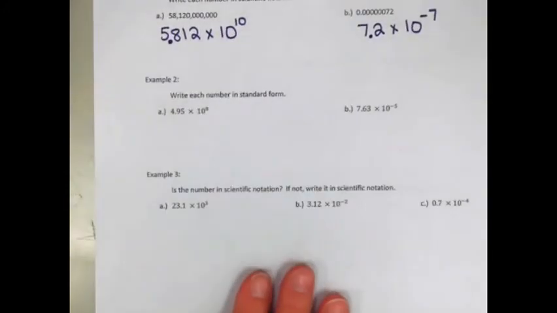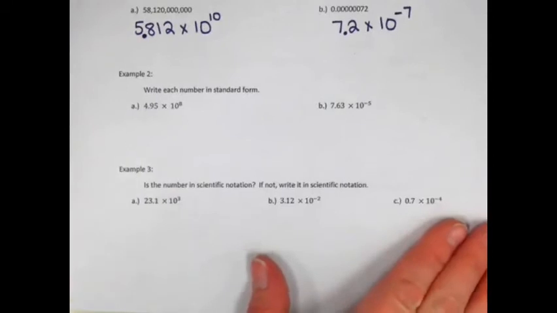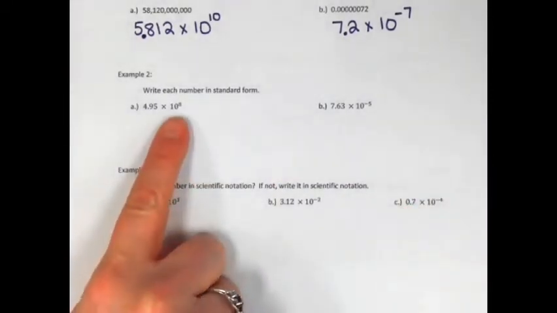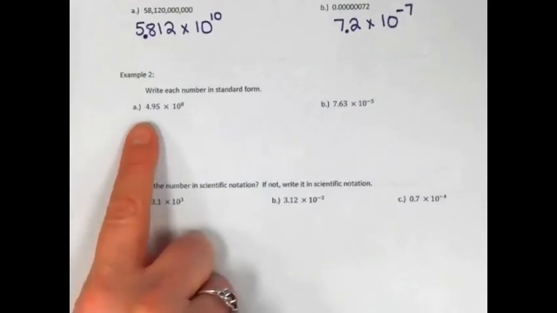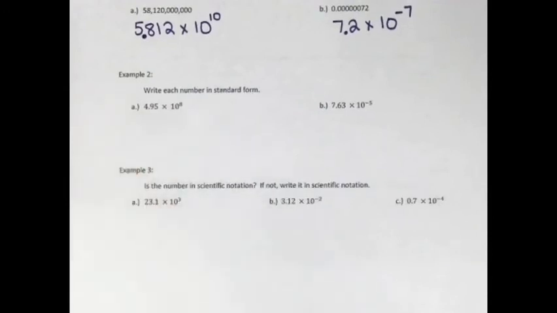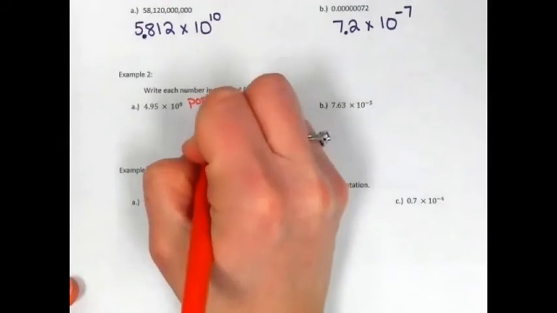Write each number in standard form. So now we're in scientific and we need to make it into a number, right? If we have a positive exponent, which direction am I going to move it? To the right. Why? Because we need a bigger number, right? So because this is positive, we're going to move it to the right because we need a large number.